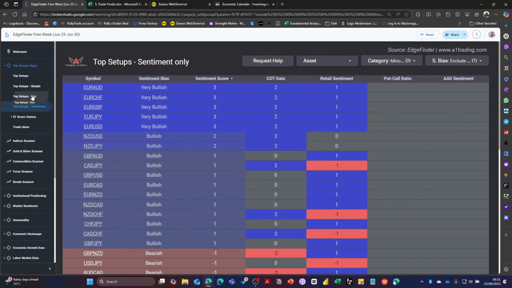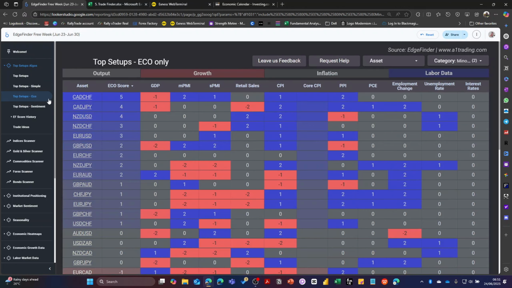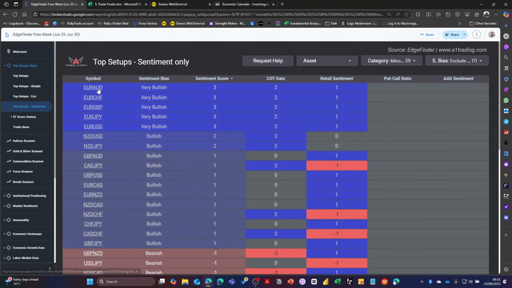In fact, matter of fact, if you look at the economic top setups here, you see Canada against Swiss franc, right? But if you come up to the top setup sentiments, you can see that Canada against Swiss franc is nowhere to be found at the top. You can see it's right here, way down below, and not so powerful anymore.